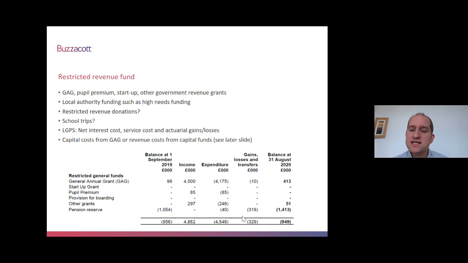It's the transfers that's the key one to make sure we get right. So the transfers in this case is a very common transfer. It's a transfer out of GAG into the fixed asset fund. So in this case, Coketown model accounts, Coketown has spent £10,000 of its GAG money on purchasing tangible fixed assets, and therefore there's a transfer come out of GAG and gone into fixed assets.